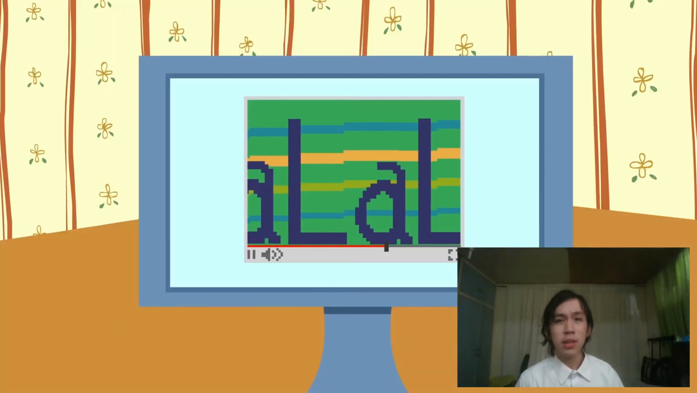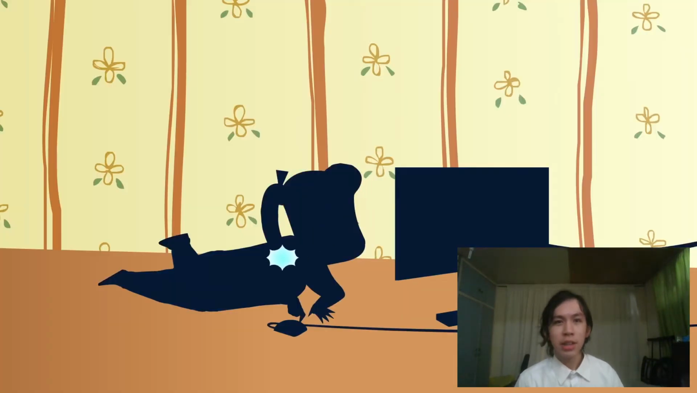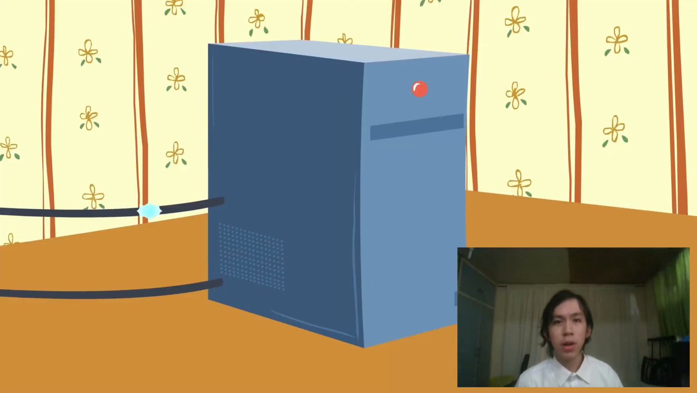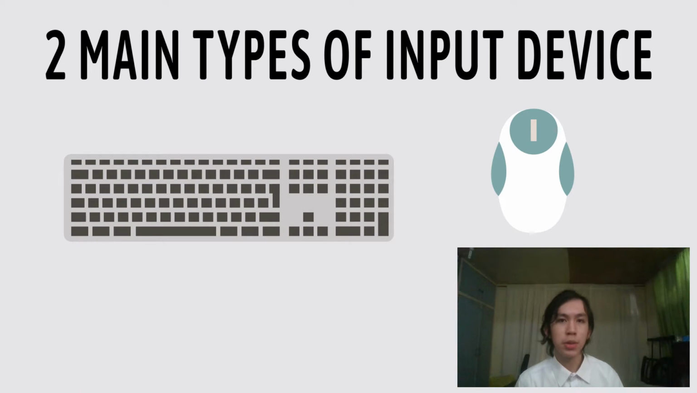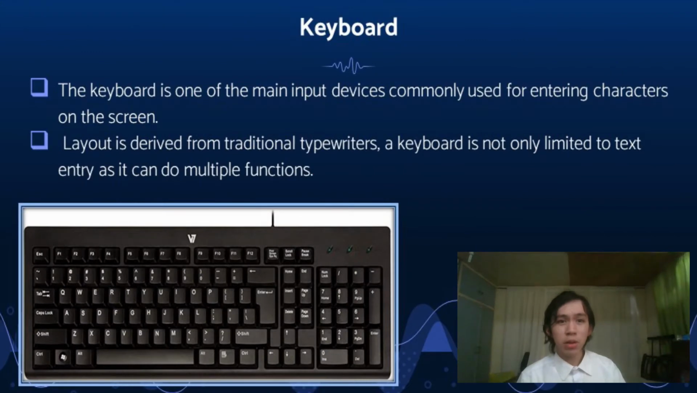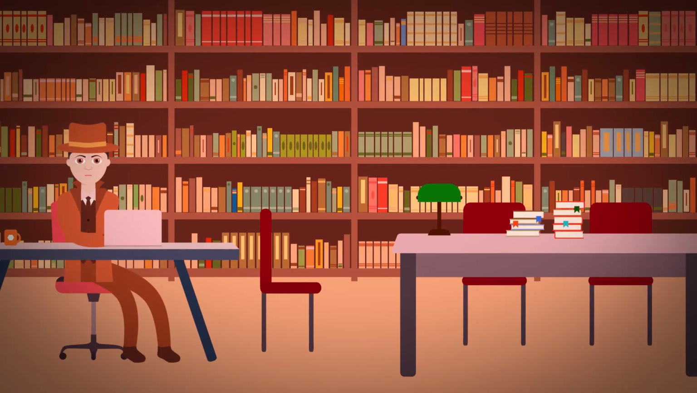Input devices. What are they? An input device is a piece of hardware that sends data to a computer. There are two main types of input devices found in computers. In other words, the essentials. First is the keyboard. A keyboard is a panel of buttons used for typing and performing other functions on a computer. Its layout is derived from traditional typewriters.